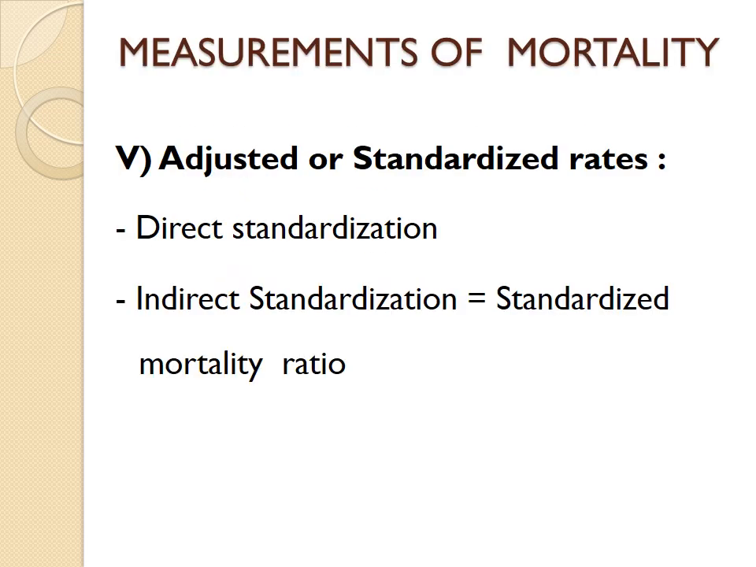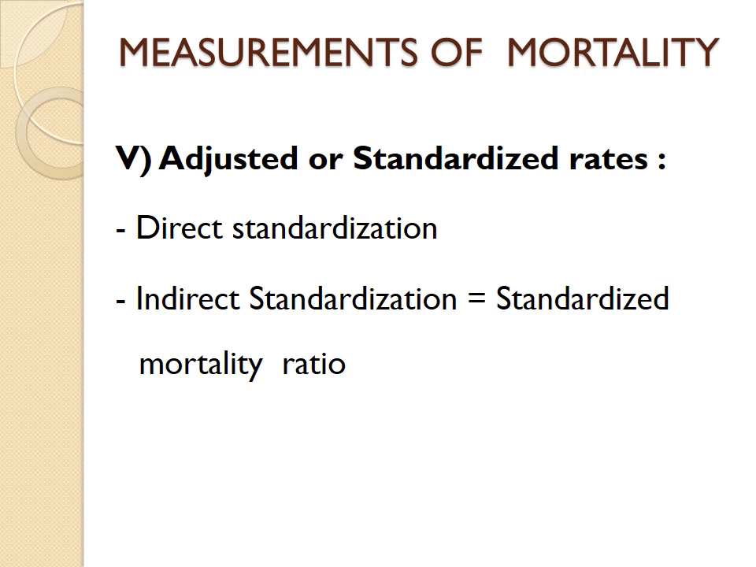Now the adjusted or standardized rates. The adjusted or standardized rate can be obtained either by means of direct standardization or by means of indirect standardization. So what is it? When we want to compare the death rates of two populations, or of two different time periods, having different age composition, then the crude death rate or specific death rate cannot be used.